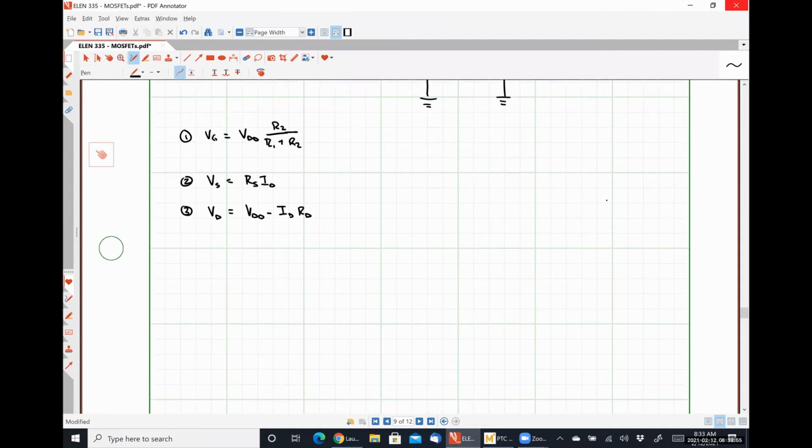So without channel length modulation, we are going to have VGS is equal to VG, VDD times R2 over R1 plus R2, minus VS, which is RS times ID. And so I'm going to go ahead and substitute in an equation here.